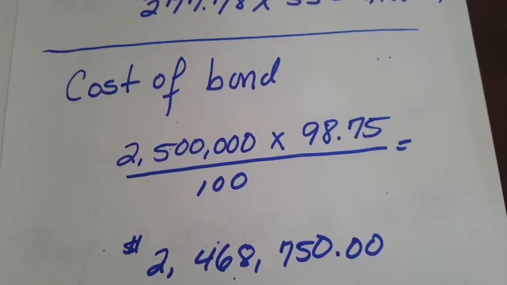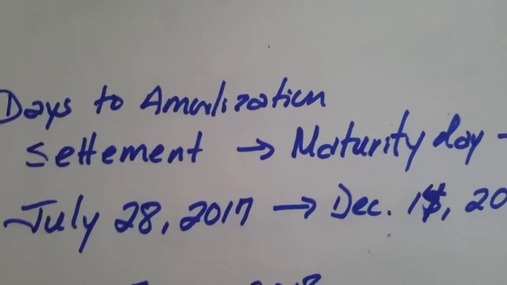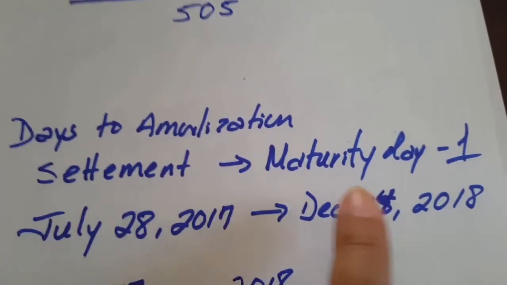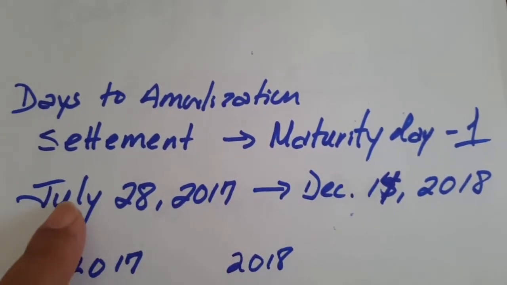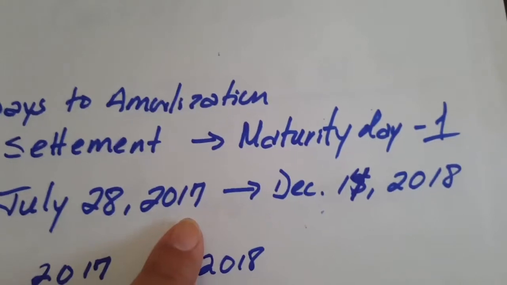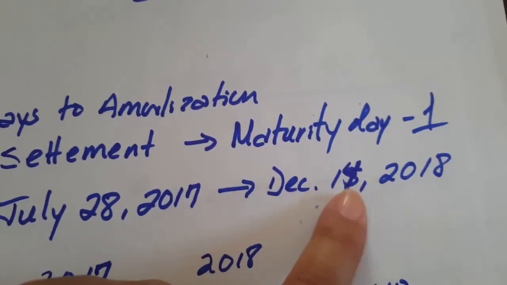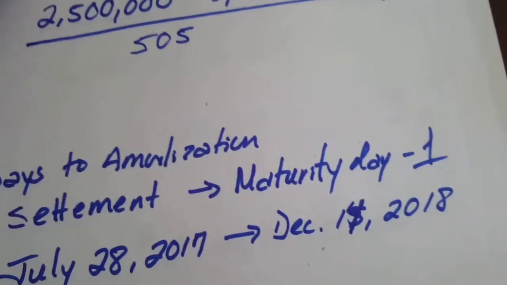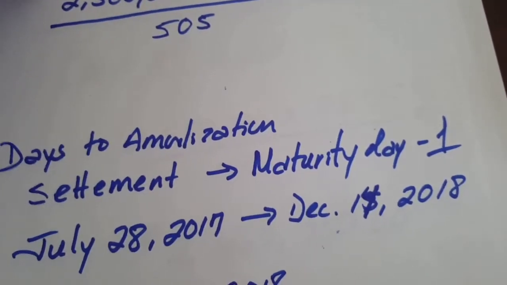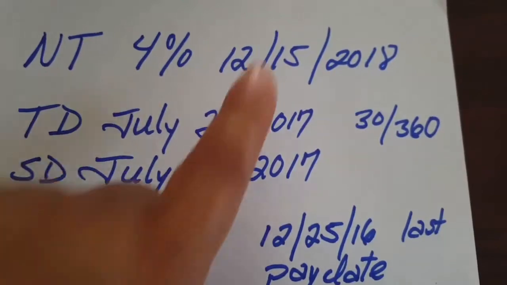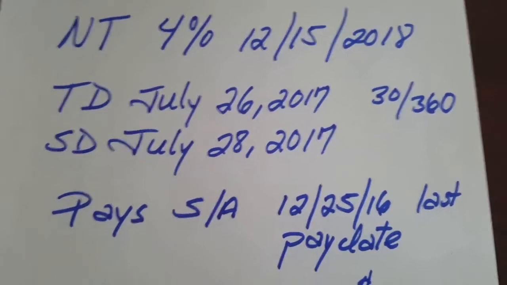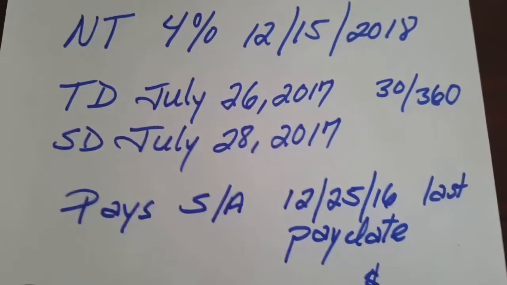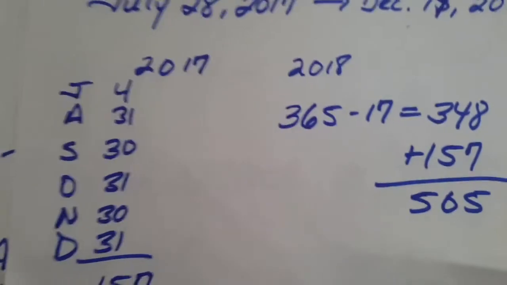So what we're going to do is calculate the days to maturity, and we're going to go from settlement date through maturity date minus 1. Okay, so the settlement date is July 28th, 2017, and we're going to go through December 14, 2018. That happens to be maturity date minus 1, right, guys? Maturity date is located on the description of the bond, okay, or on the DES screen on Bloomberg. So let's go ahead. Now this happens to be a short count.